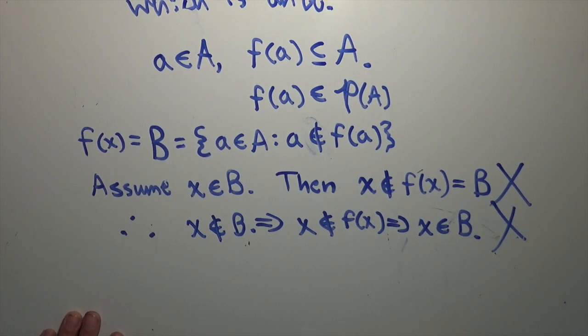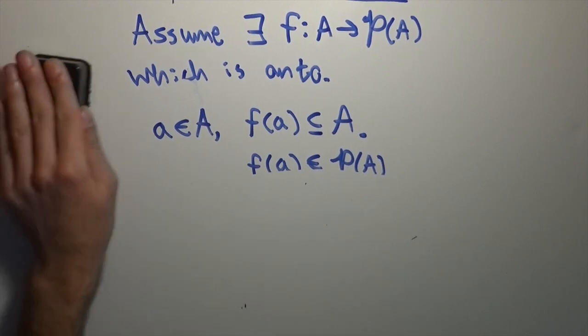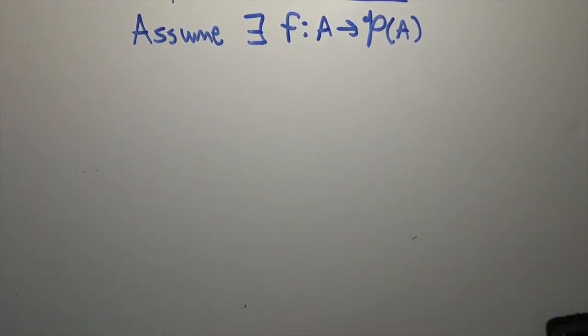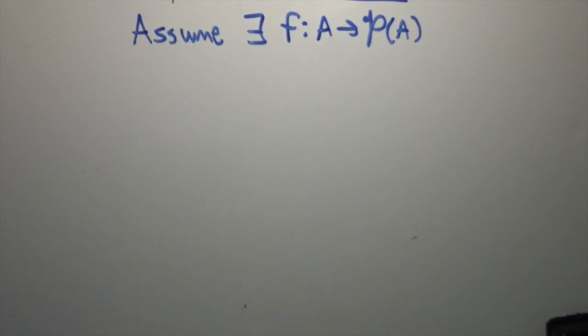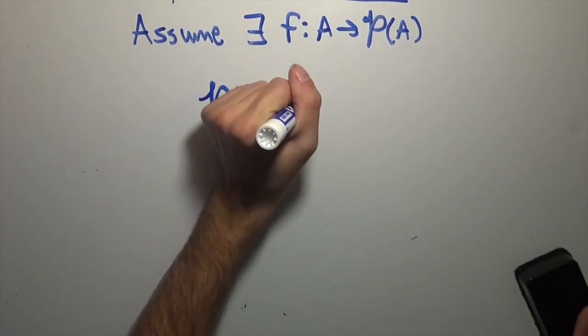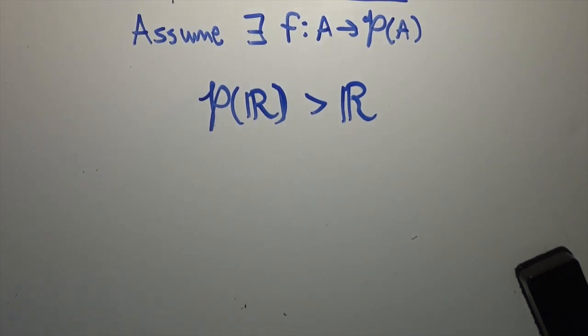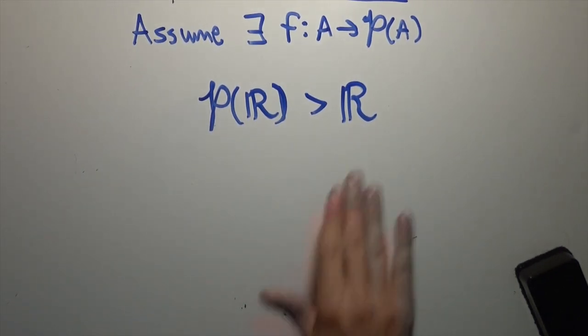Cantor's theorem is true, and you cannot find an onto mapping from one set to its power set, which means as long as we take power sets of some set, we have a set that has a larger cardinality. In other words, the power set of R is bigger than R.